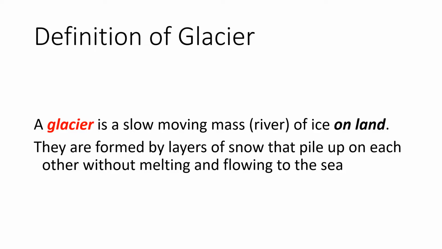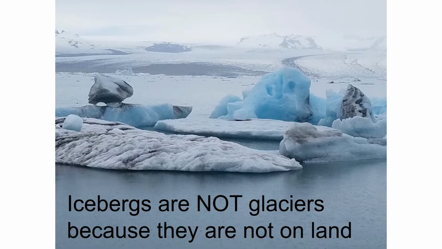A glacier is a slow moving, key here is moving, mass of ice on land. How they're formed is from snow that piles up and squeezes itself into ice. But the key is it's ice, it's moving, and it's on land. Icebergs are not glaciers, even though they came from glaciers, because they are not on land.